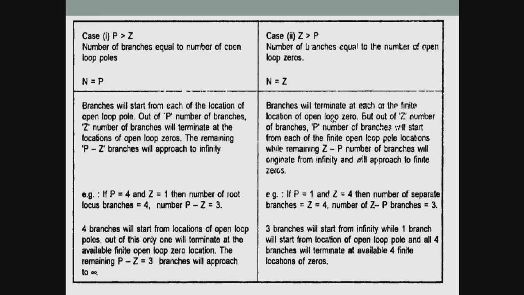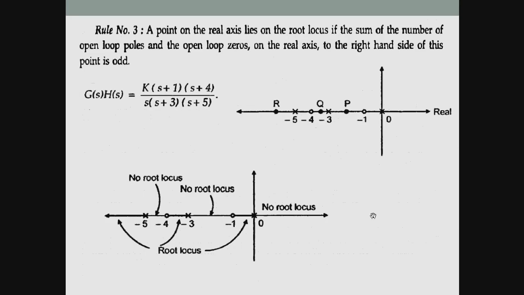In a similar fashion, here also it is the same. It is quite reverse here. So if p equal to 1 and z equal to 4, the number of branches is taken equal to z, equal to 4. The number of branches moving to infinity will be z minus p, equal to 3 here. So 3 will be approaching infinity. So that's it, very simple, vice versa.